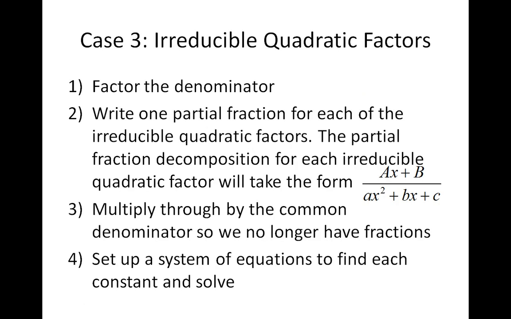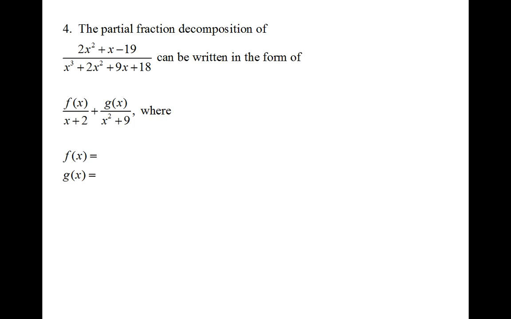However, in this case 3, the irreducible quadratic factors, you will have some of these. So let's go ahead and step through some of these. Notice the numerator takes a different form when you have a quadratic factor on the bottom. It's going to take the form Ax plus B. It's not just a constant. So let's try a couple of these. Now this is nice because they already factored it for us.